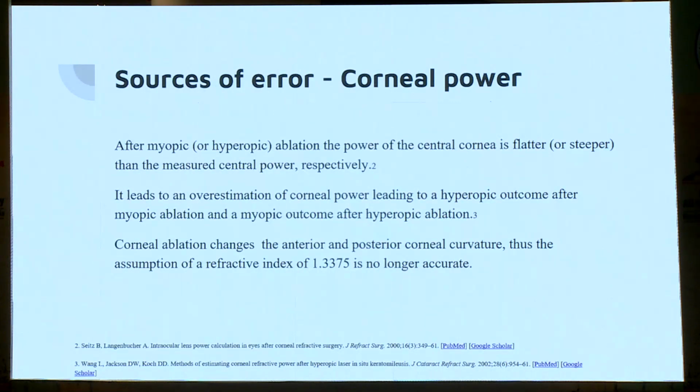One of them is the corneal power. After a myopic correction, the central cornea becomes flatter, and after a hyperopic correction, the cornea becomes steeper centrally. This leads to an overestimation of the corneal power, leading to a hyperopic outcome after a myopic ablation and a myopic outcome after a hyperopic ablation. Now, corneal ablation changes the anterior and posterior corneal curvature. Thus, the assumption of the refractive index of 1.3375 is no longer accurate.